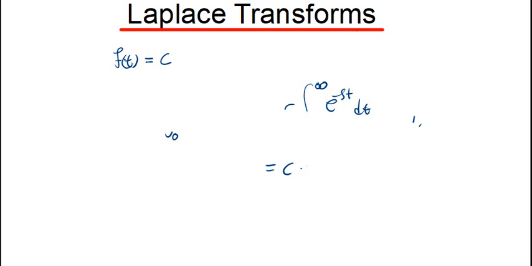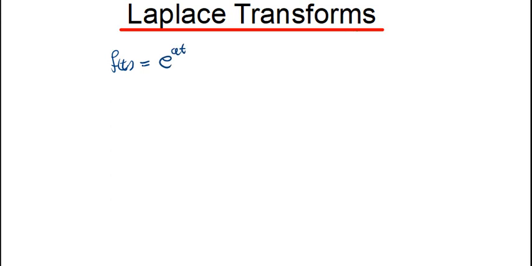So what else do we need to find? We also have to find the Laplace transform of, let me say, e to the at, meaning a can be anything. It can be negative or positive. It can be any value.